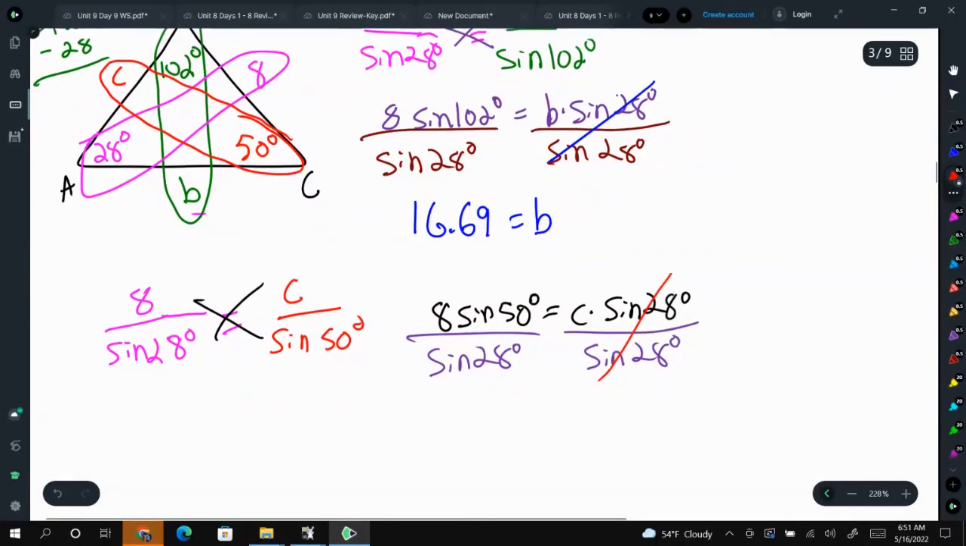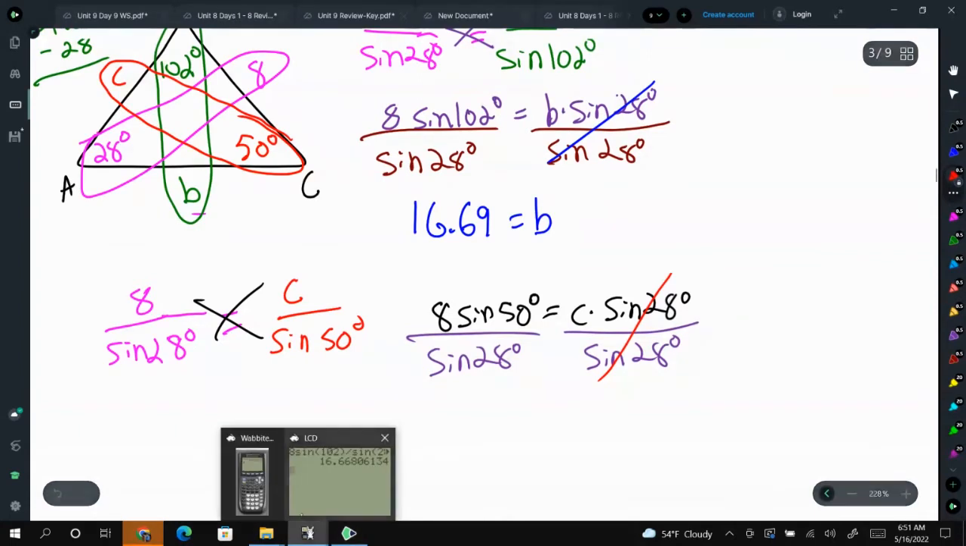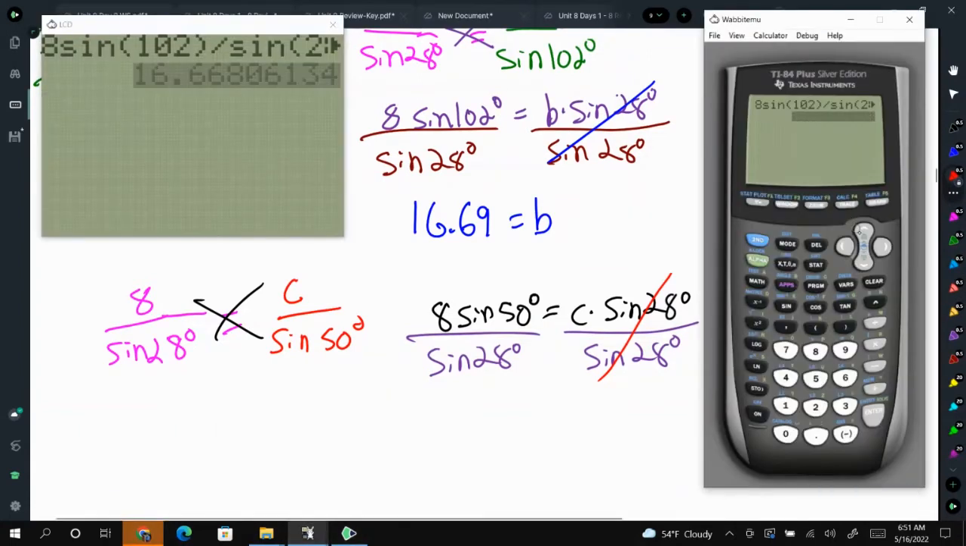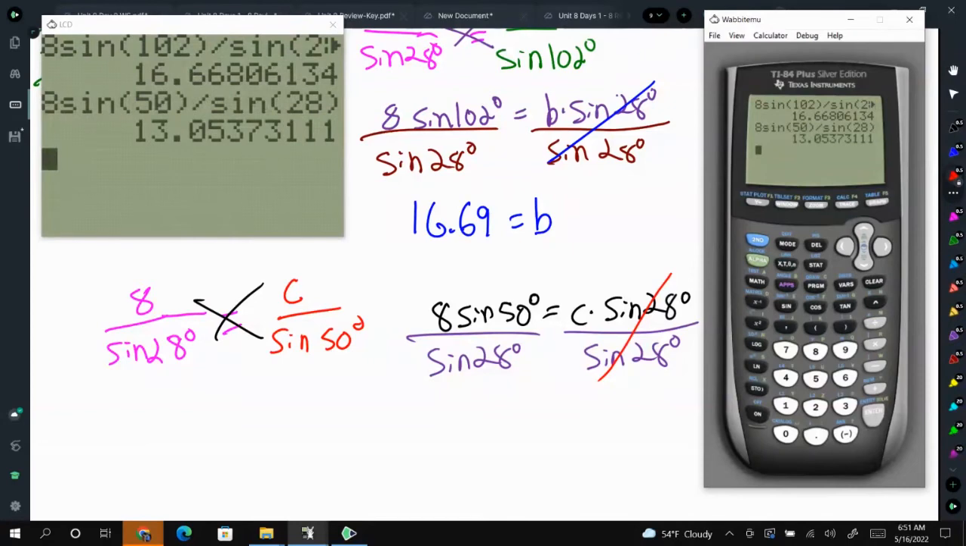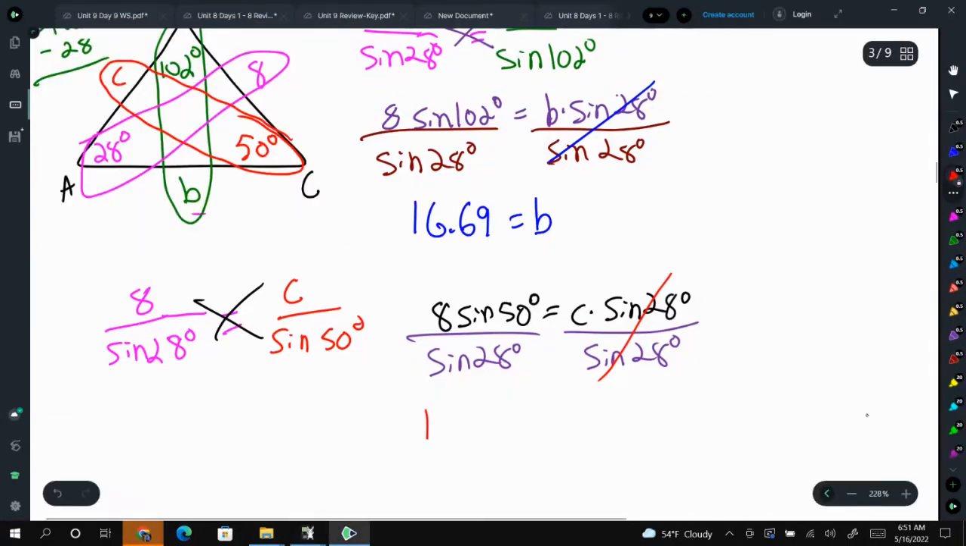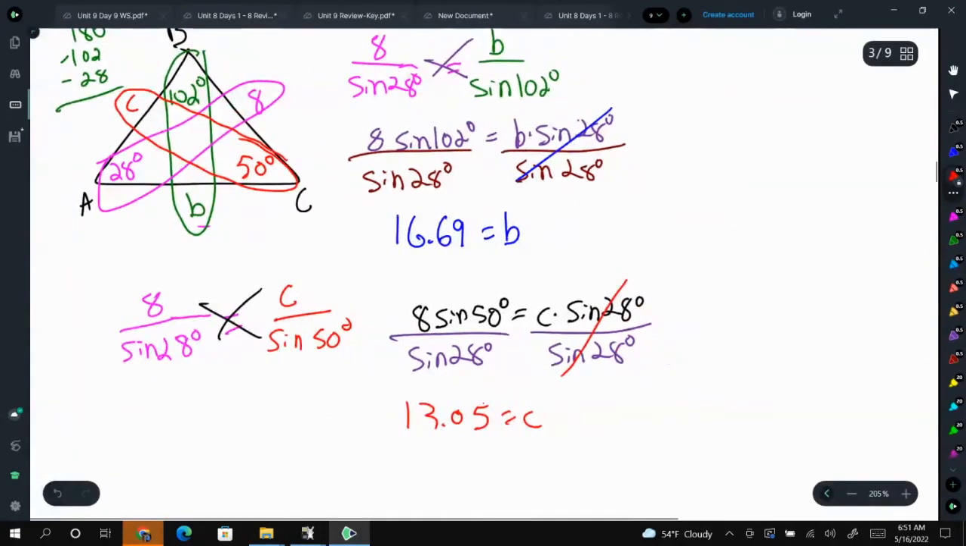So then I'll type this into my calculator. Now, one of the nice things about our calculator here is I can just go up, highlight this, and hit enter. Because notice the only thing that's different than what we typed in before is that instead of 102, it's 50. And we get 13.05. So now we've solved this triangle. We know what all the sides are and what all the angles are, and we're done. So this law of sines is not complicated to do. It's just making sure you set it up correctly and type things into the calculator the way that we have to.